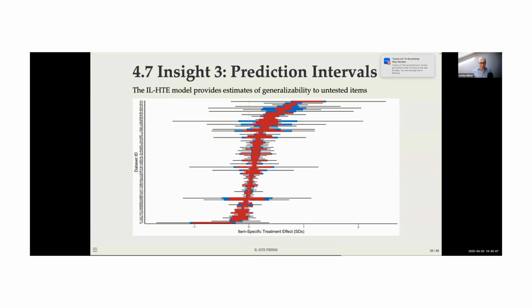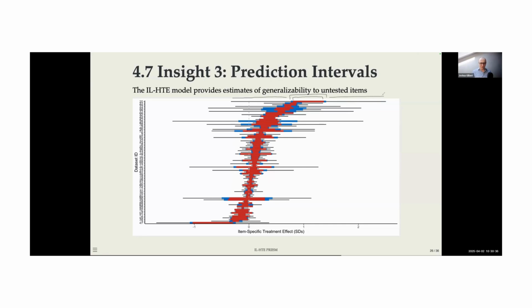Insight number 3 is the prediction interval, but I can also use this to illustrate insight number 2. So here again, I'm showing all 75 studies, slightly squished vertically. The red is the 95% confidence interval from the model that assumes a constant effect. The blue is the 95% CI from a model that allows for item-level varying effects, so we can see how that becomes inflated, sometimes substantially. And then the black line is the prediction interval.